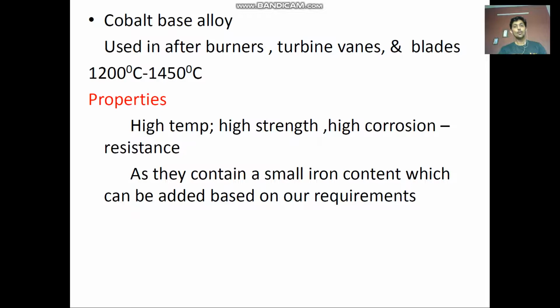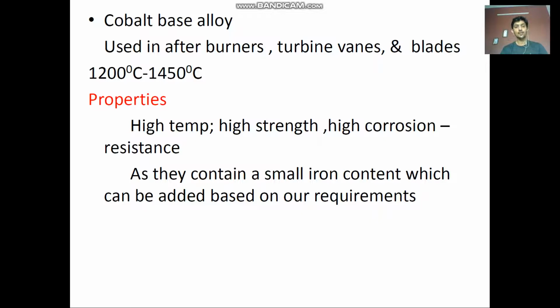Next is cobalt based alloy. Cobalt based alloys are basically used in high temperature zones: afterburners, turbine vanes, and turbine blades. The temperature range of cobalt based alloy is from 1200 degrees Celsius to 1450 degrees Celsius.